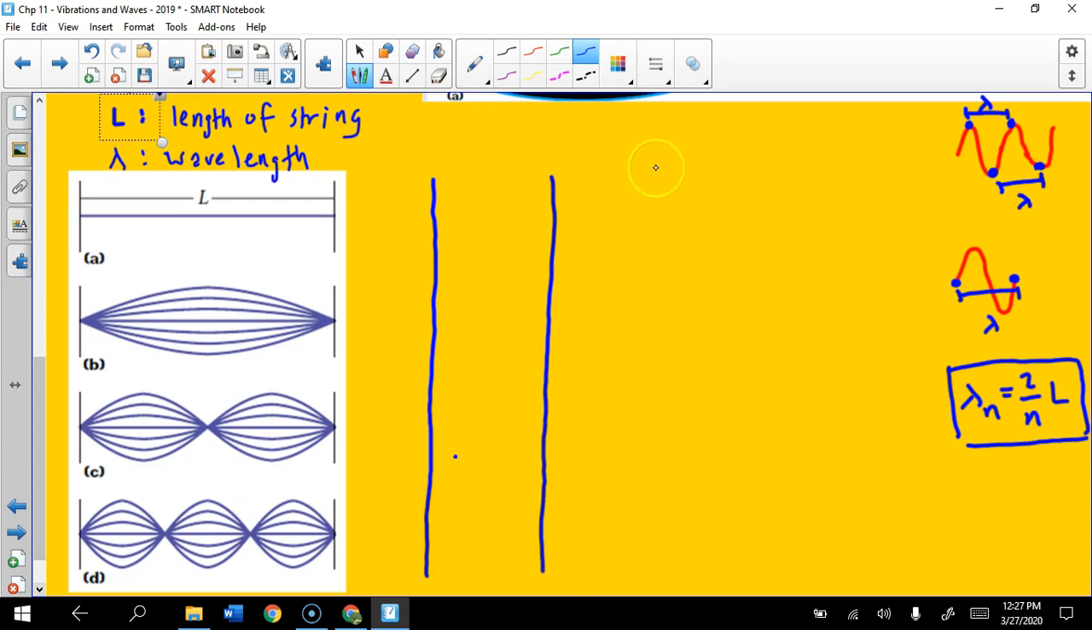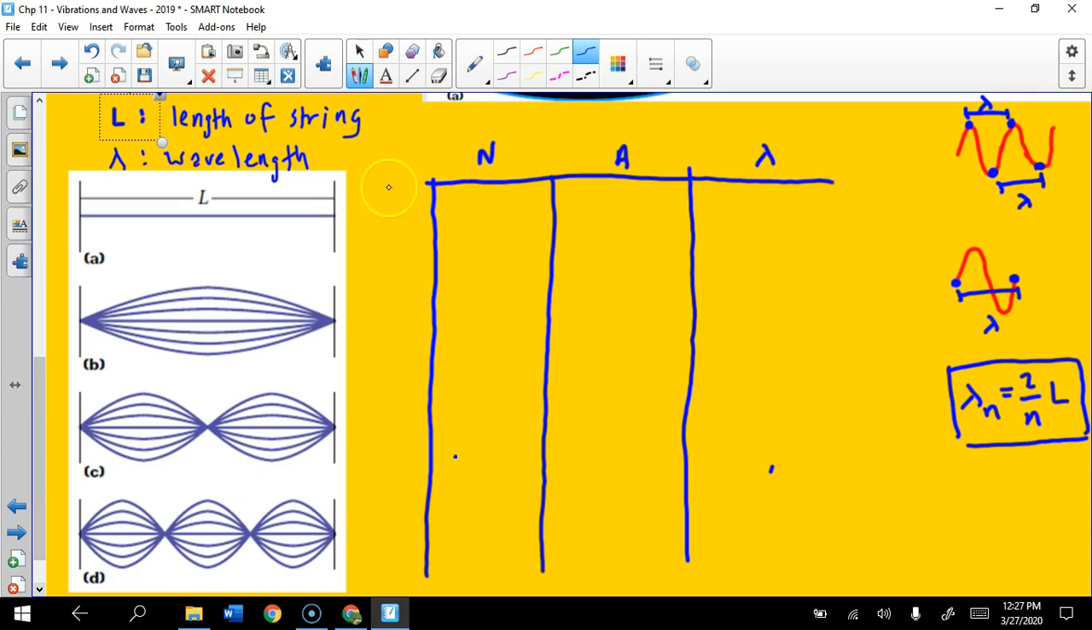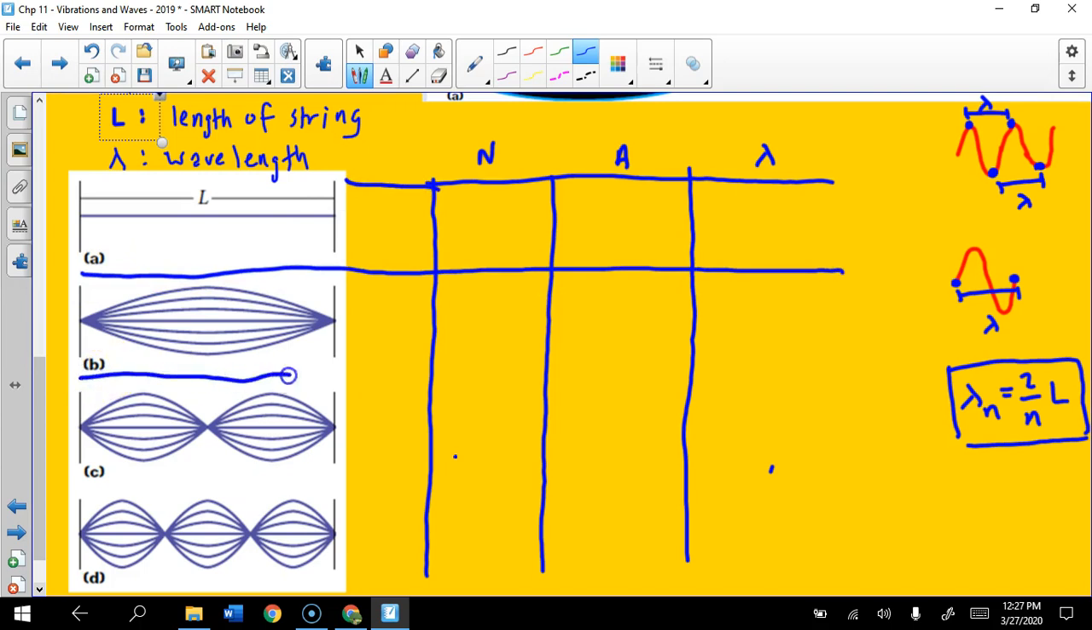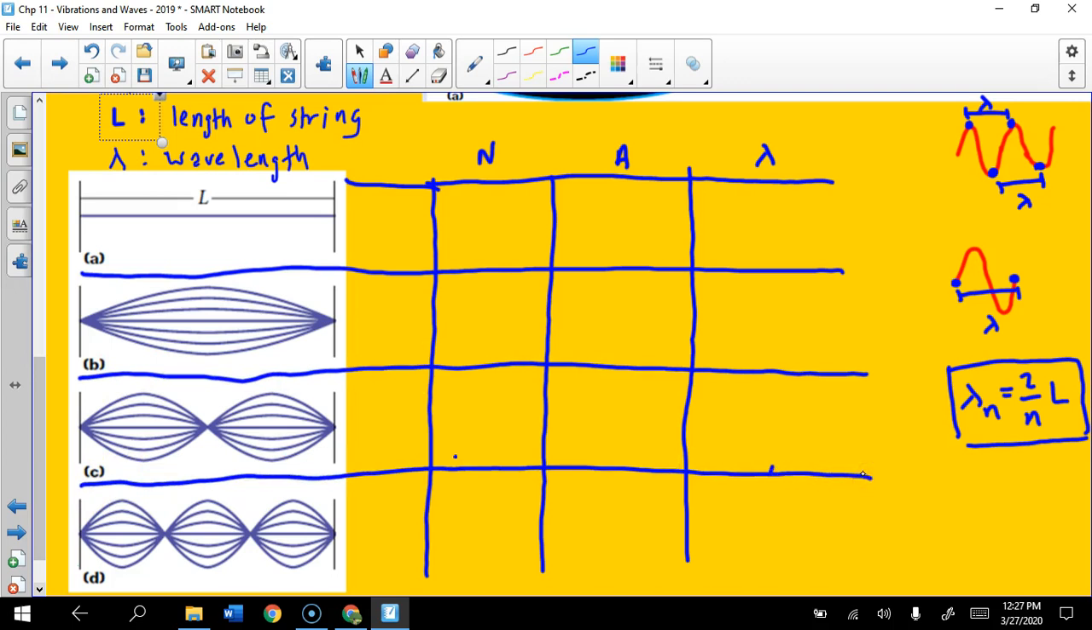In this table, I'm going to write down nodes, antinodes, and wavelength. We're going to go through this and see how things change as we go through every single one of these diagrams. I'm going to try to keep it so that every diagram that they've given us, they provided us 4 diagrams, is covered, and we certainly could make more if we wanted, or we might even make more if we get some time left in this video.